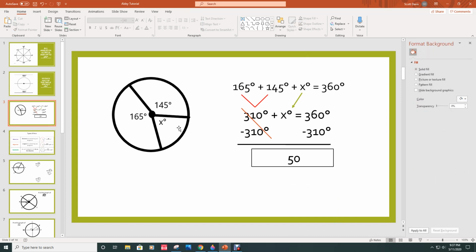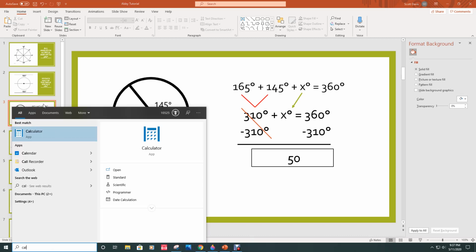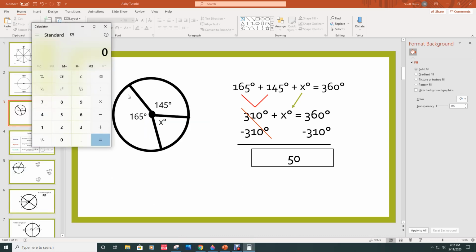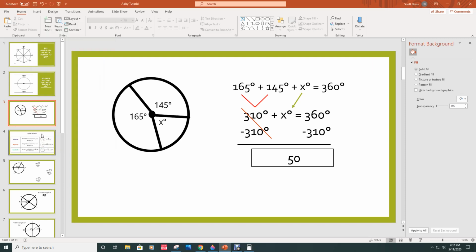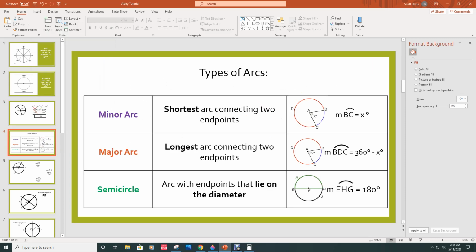So we know that X equals 50. And we can check it because if we pull up a calculator and added them all together, and we said 165 plus 145 plus 50, we're going to check and make sure that we end up with 360 degrees, which we do. So we know that we have accurately solved for that missing angle right here. So that moves us into the problems that you are working on, okay?